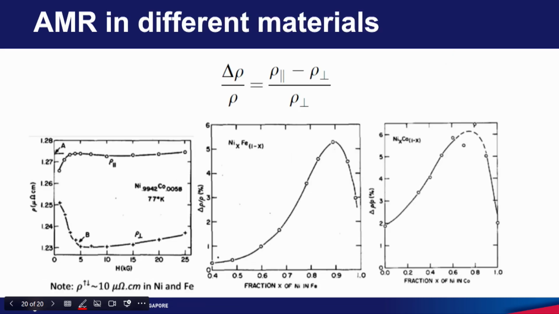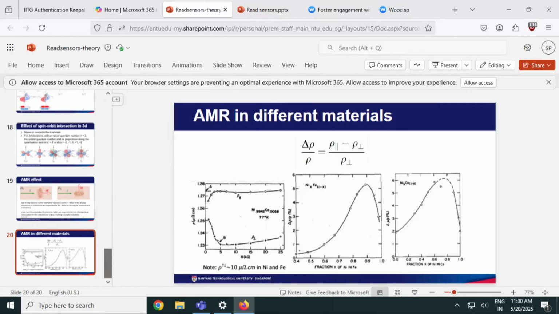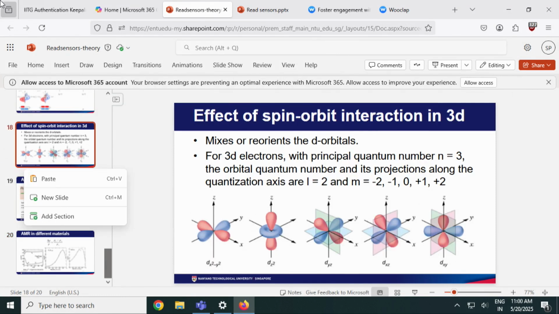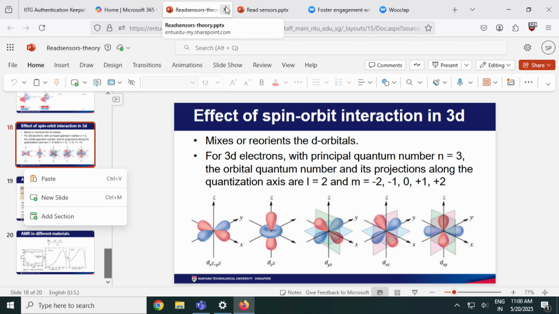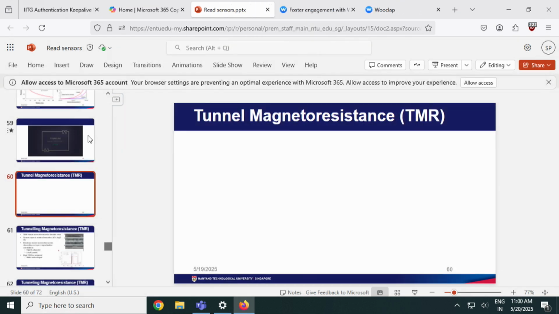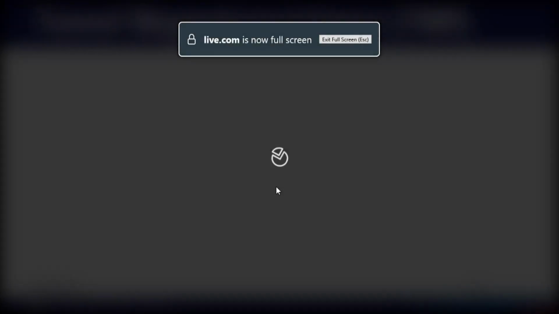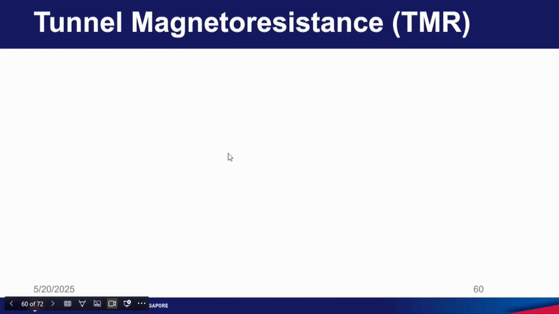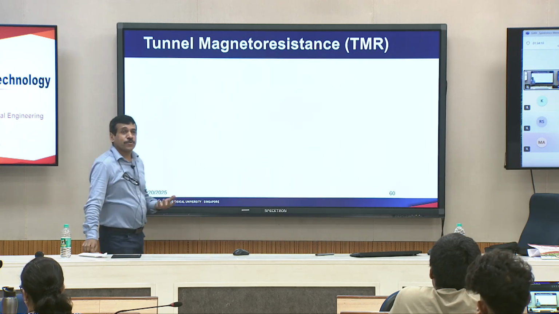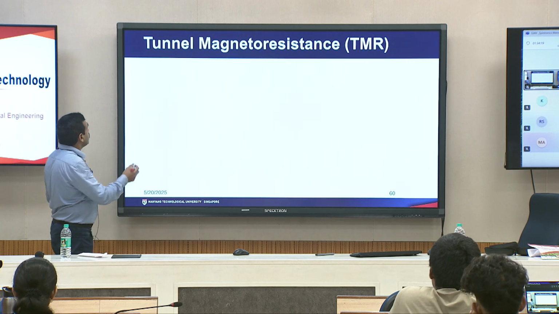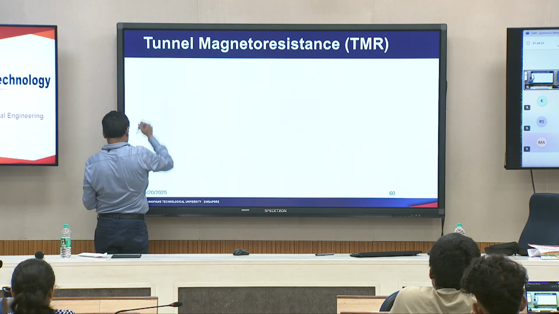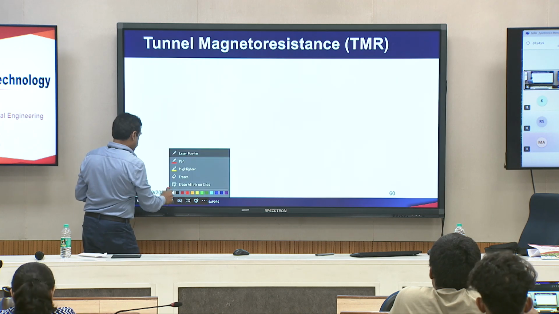So, let us now briefly look at the TMR sensor before we go for break. Okay, TMR stands for tunneling magnetoresistance. So, many of you would have studied tunneling in your quantum mechanics.